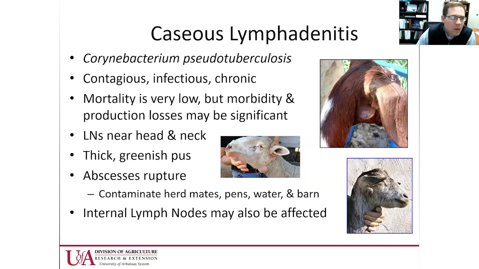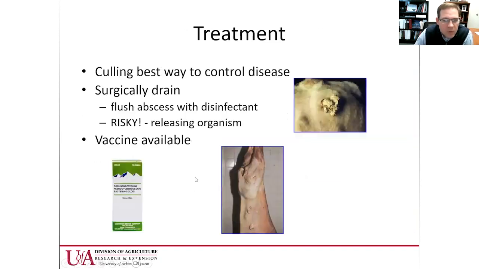That's what I see. But we call the disease CL, or caseous lymphadenitis. It's caused by this bacteria called Corynebacterium pseudotuberculosis. And this bacteria does a great job at sort of walling itself off from the rest of the immune system so that it can't be effectively overcome very well by an infected animal. And so really one of the best ways to control the issue is to cull animals that have problems.